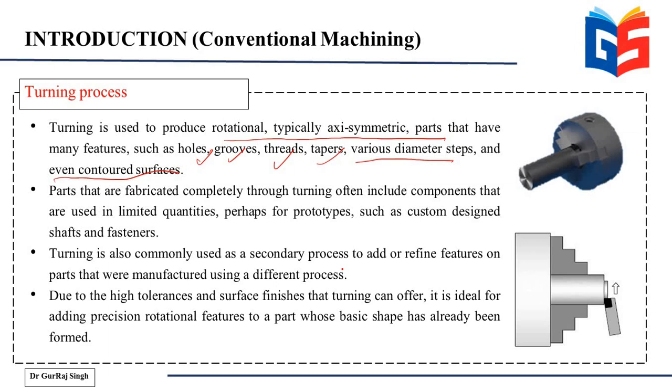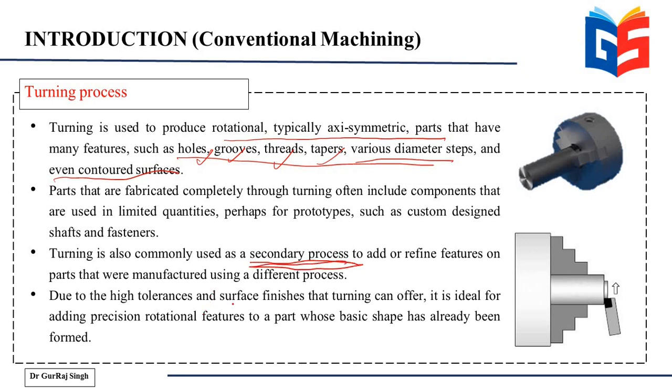Normally we refer to processes as primary or secondary. Now you're using the turning process after the primary operations of converting maybe a cubical block into a cylindrical workpiece has been done, probably by casting or by forging. And now in order to give it the final shape or to give it certain features as mentioned above, the turning process is used. So it is mostly a secondary manufacturing process.